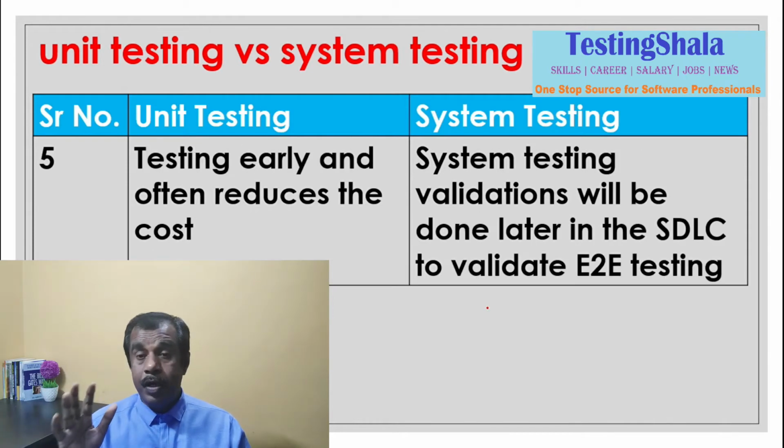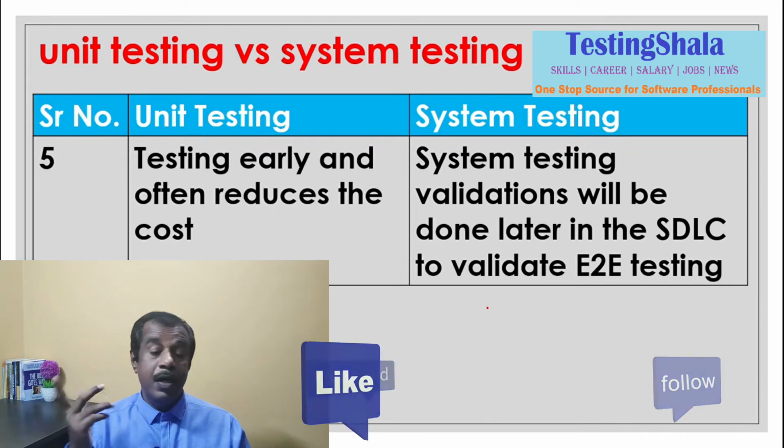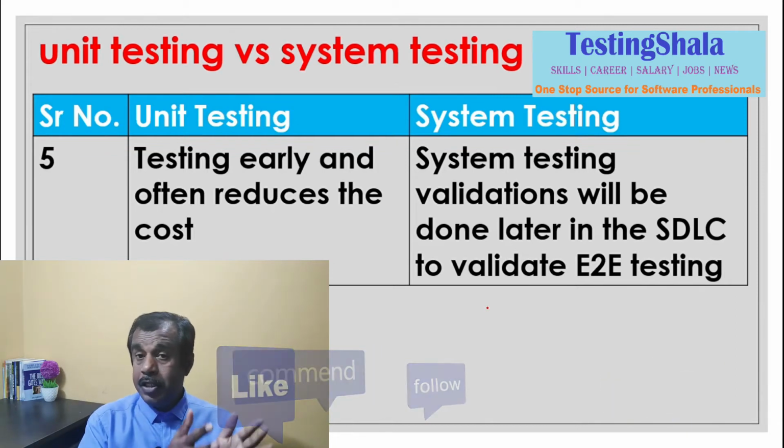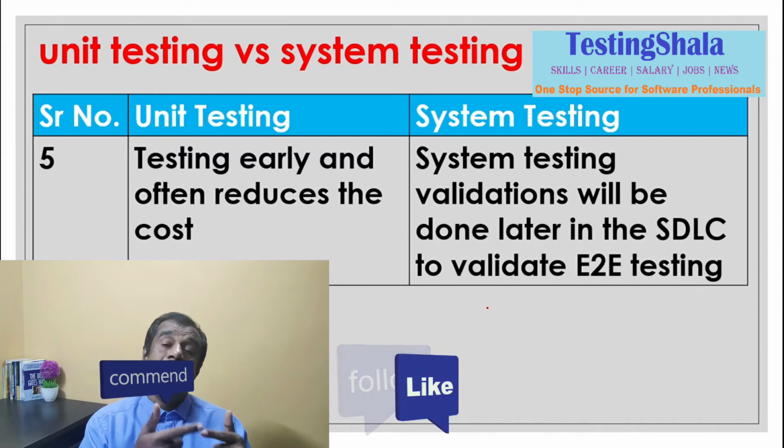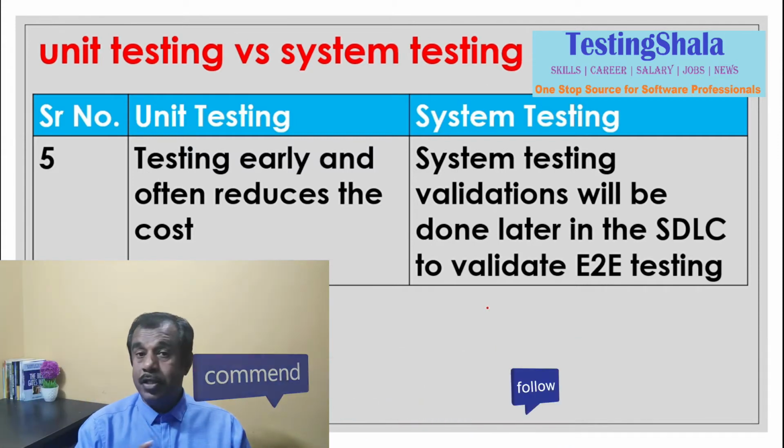The fifth important difference is, as I said earlier, because we do unit testing in the beginning, in the shift-left way, the cost of fixing these issues will be a little less than when we are doing system testing.